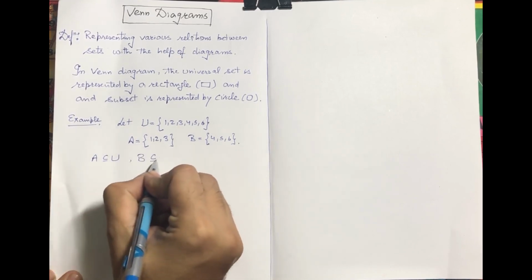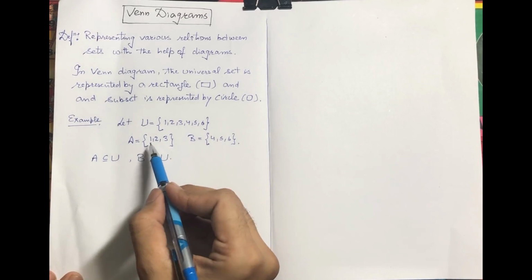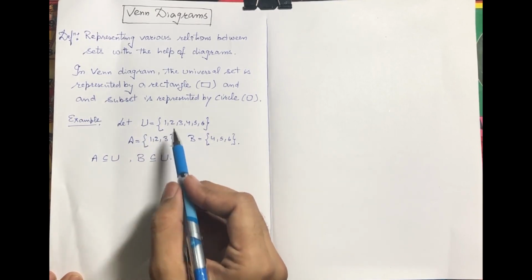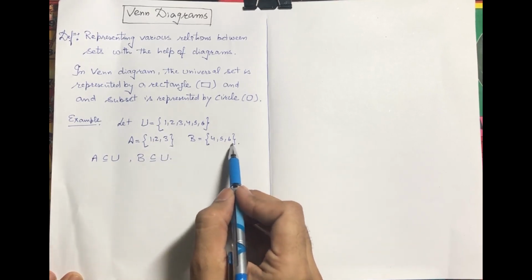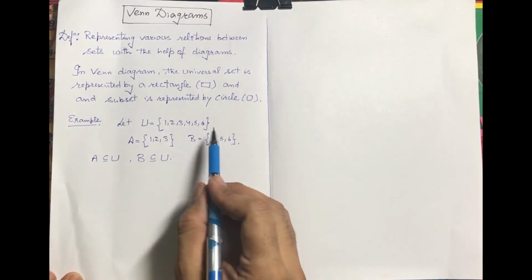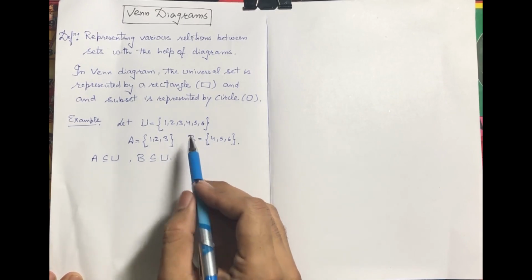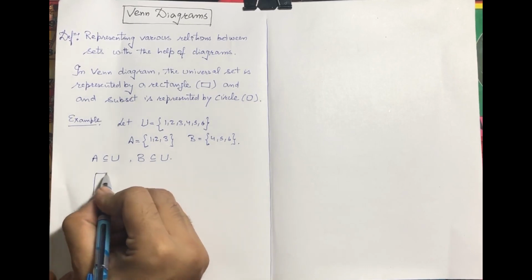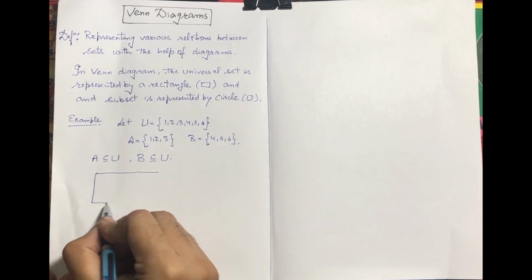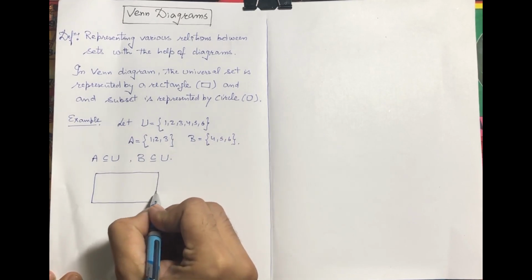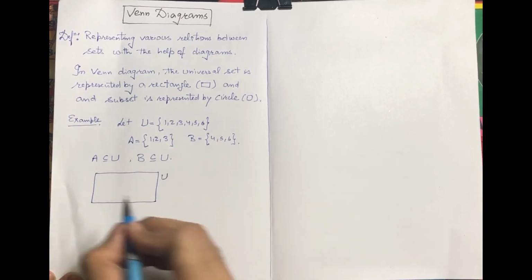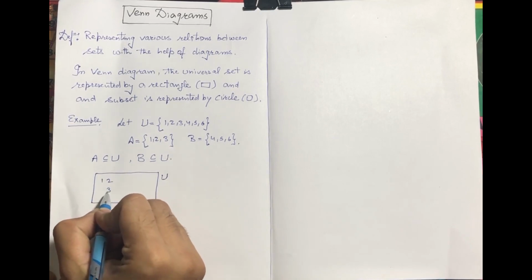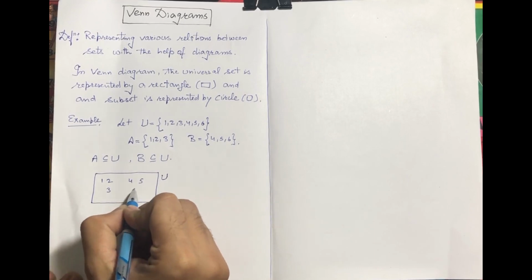B is also contained in U. You can easily see 1, 2, 3, which are the elements of A, are elements of U, as well as 4, 5, 6, the elements of B, are elements of U. Now to express them with the help of a Venn diagram, let us first draw universal set U, a rectangle shape. What are its elements? 1, 2, 3, 4, 5, 6.